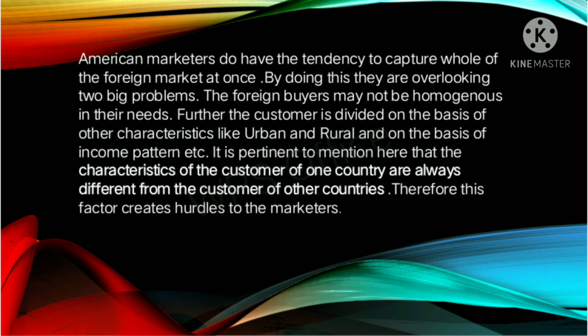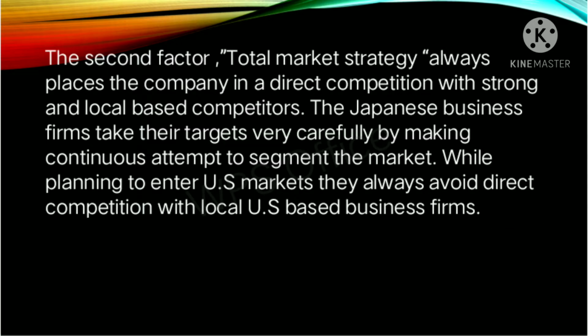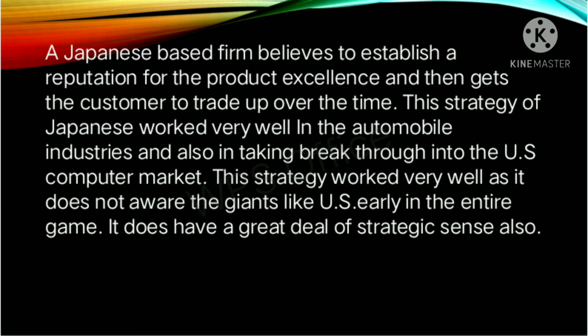The second factor: the total market strategy always places the company in direct competition with strong local competitors. Japanese business firms choose their targets very carefully by making continuous attempts to segment the market. While planning to enter the US market, they always avoid direct competition with local US-based business firms. A Japanese firm believes in establishing a reputation for product excellence and then getting the customer to trade up over time. This Japanese strategy worked very well in the automobile industry and also made a breakthrough into the US computer market. This strategy worked very well as it did not alert giants like the US early in the game. It shows a great deal of strategic sense also.